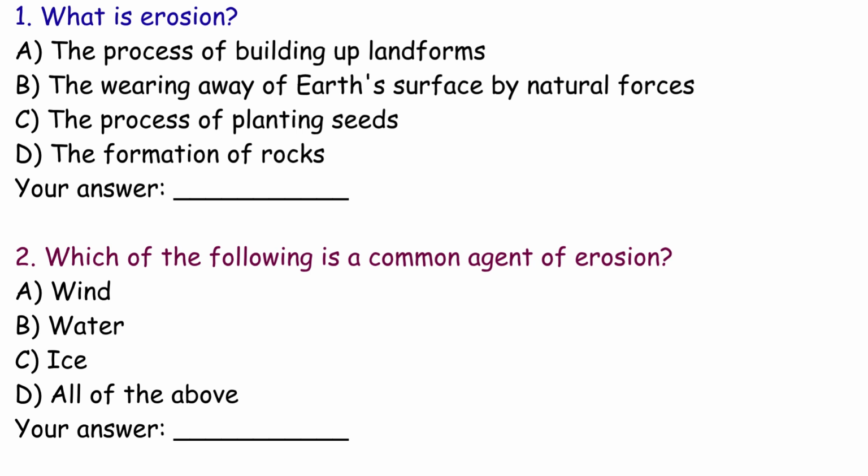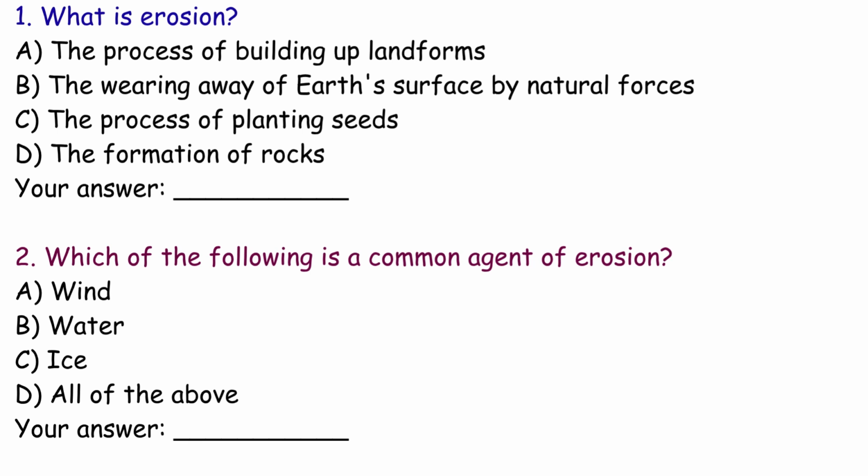A. The process of building up landforms. B. The wearing away of Earth's surface by natural forces. C. The process of planting seeds. D. The formation of rocks. Your answer. 2. Which of the following is a common agent of erosion? A. Wind. B. Water. C. Ice. D. All of the above.